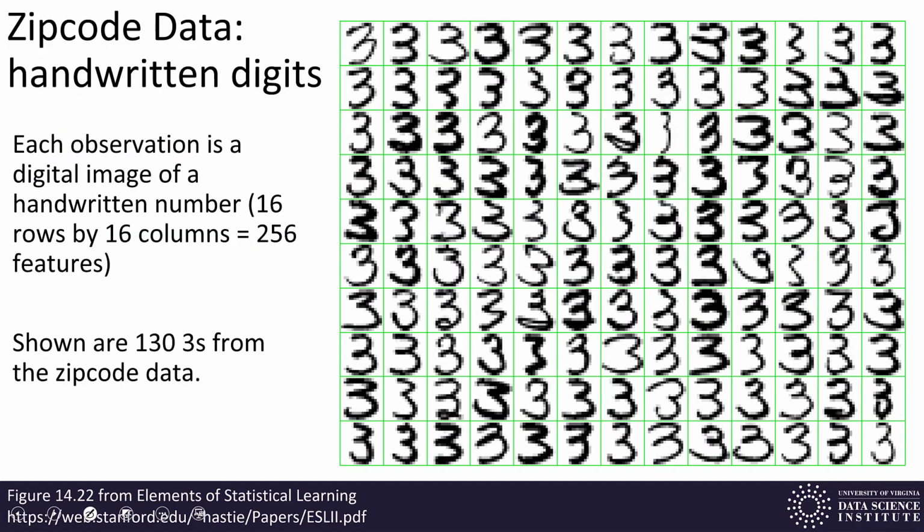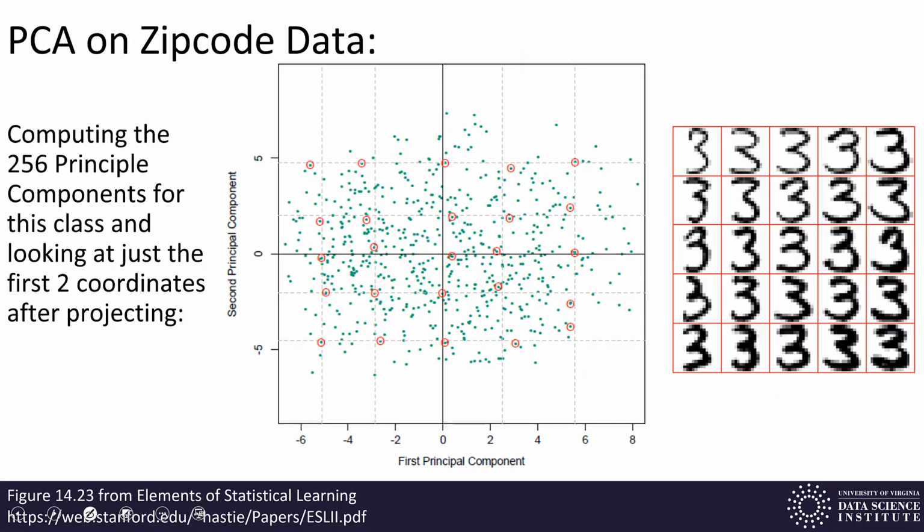So here's another example. We have the zip code data, which is a standard data set that people look at. Each observation is a digital image of a handwritten number. In this case, we're just looking at the number 3. There are 130 different 3s shown here. It's a digital scan, 16 rows and 16 columns, of a number 3 that was written by a person. When we apply PCA to this data set, each data point is in 256 dimensions, and the 256 is the number of pixels in the image of the number.